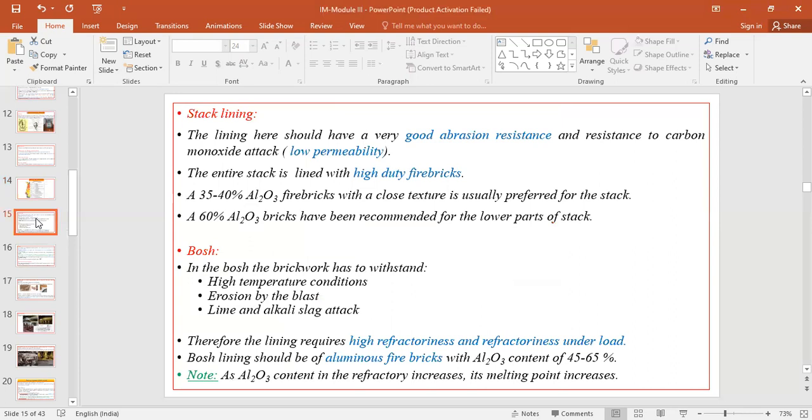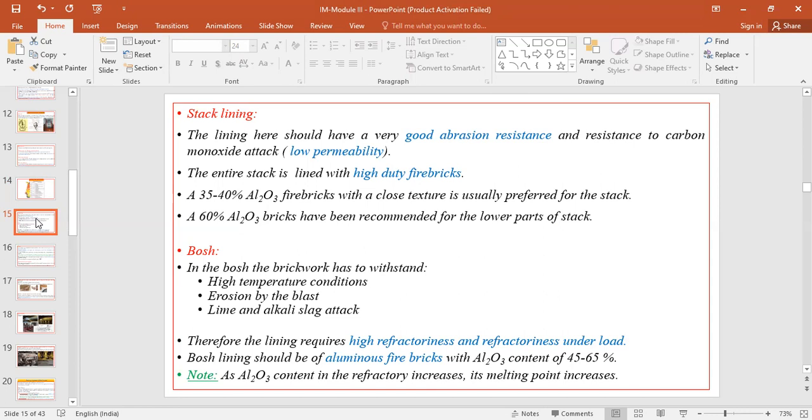So you see, as we discussed, at the stack part of the blast furnace, most of the time there is a possibility that abrasion may take place, and CO attack may take place. So we have to make sure that refractories have properties such as good abrasion resistance as well as low permeability, so that these CO gases or the alkali vapors cannot penetrate into the refractory bricks. So here, at the stack part, especially, we are using high duty fire bricks.